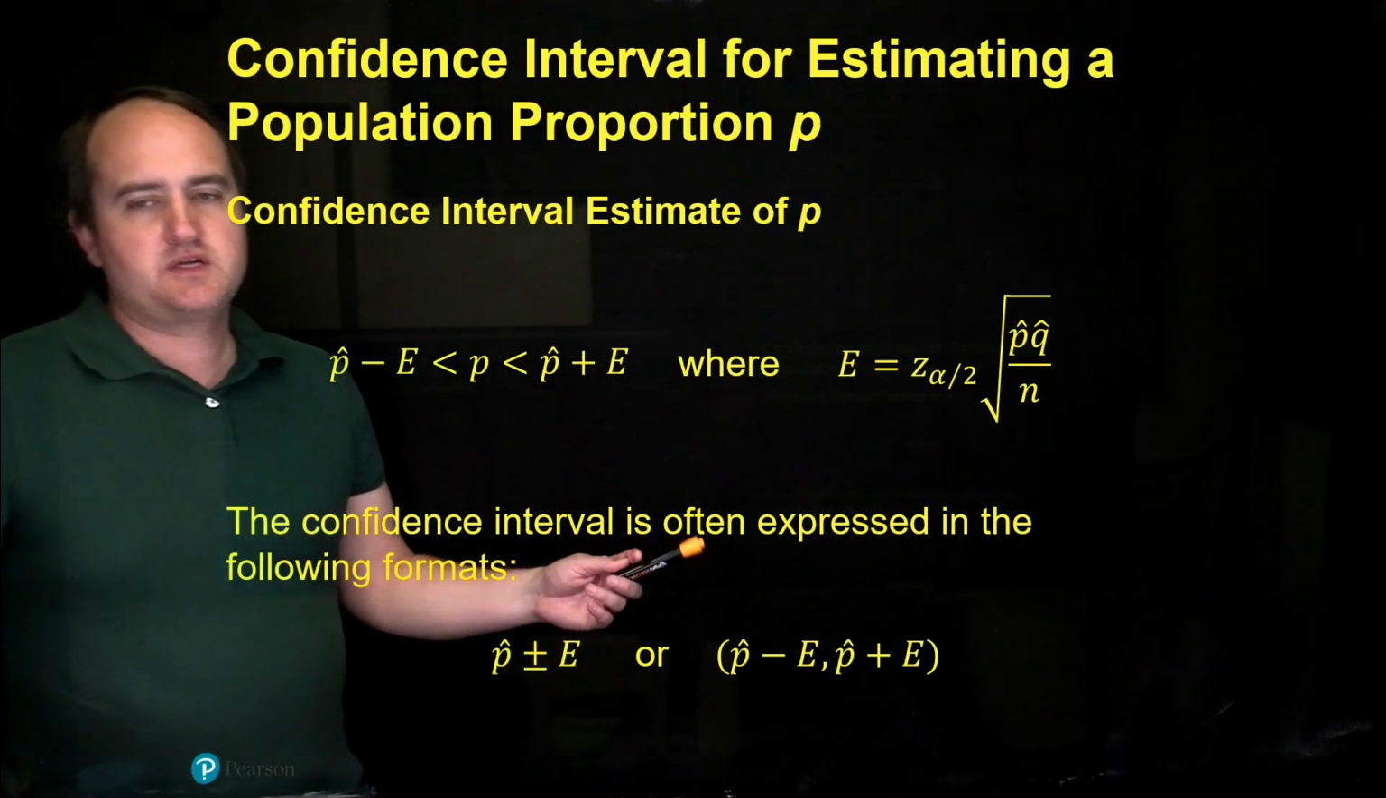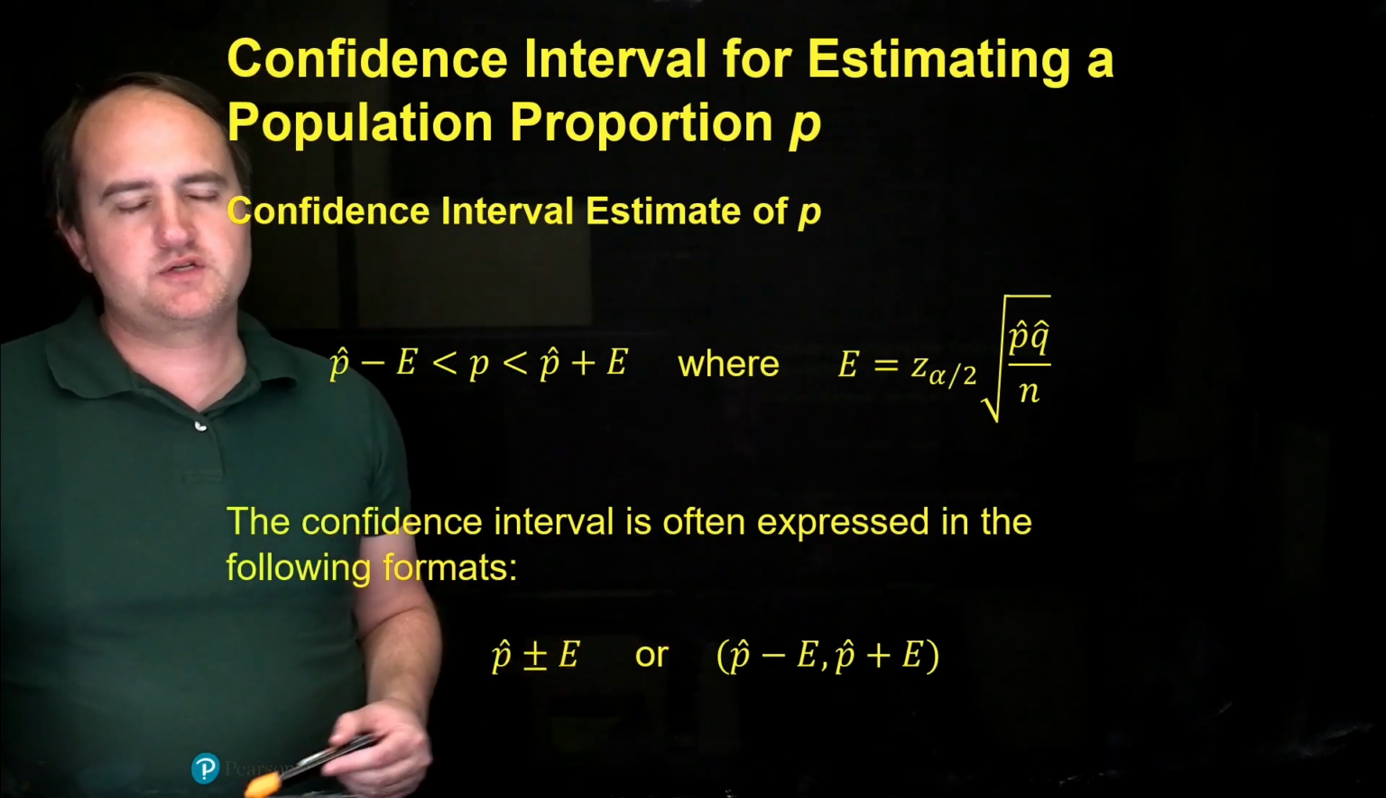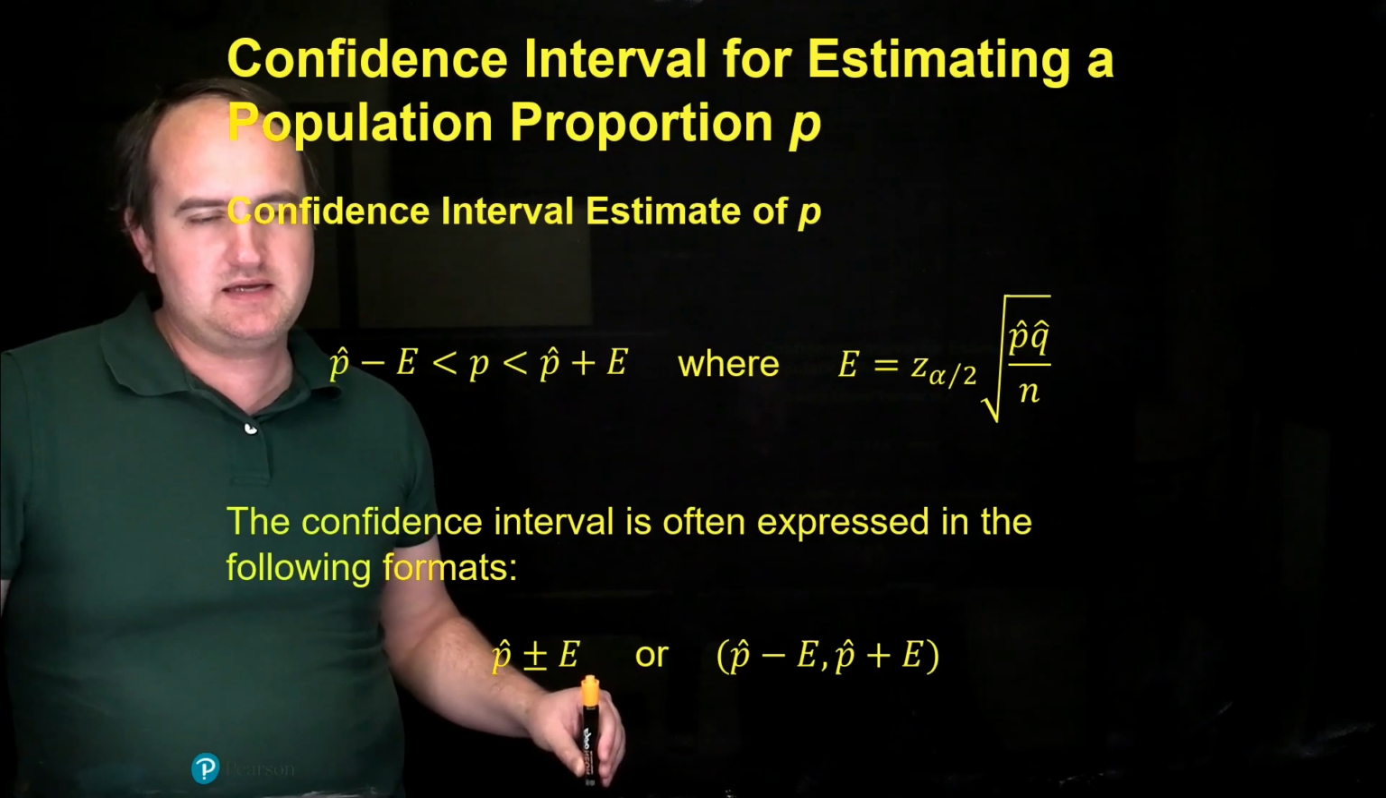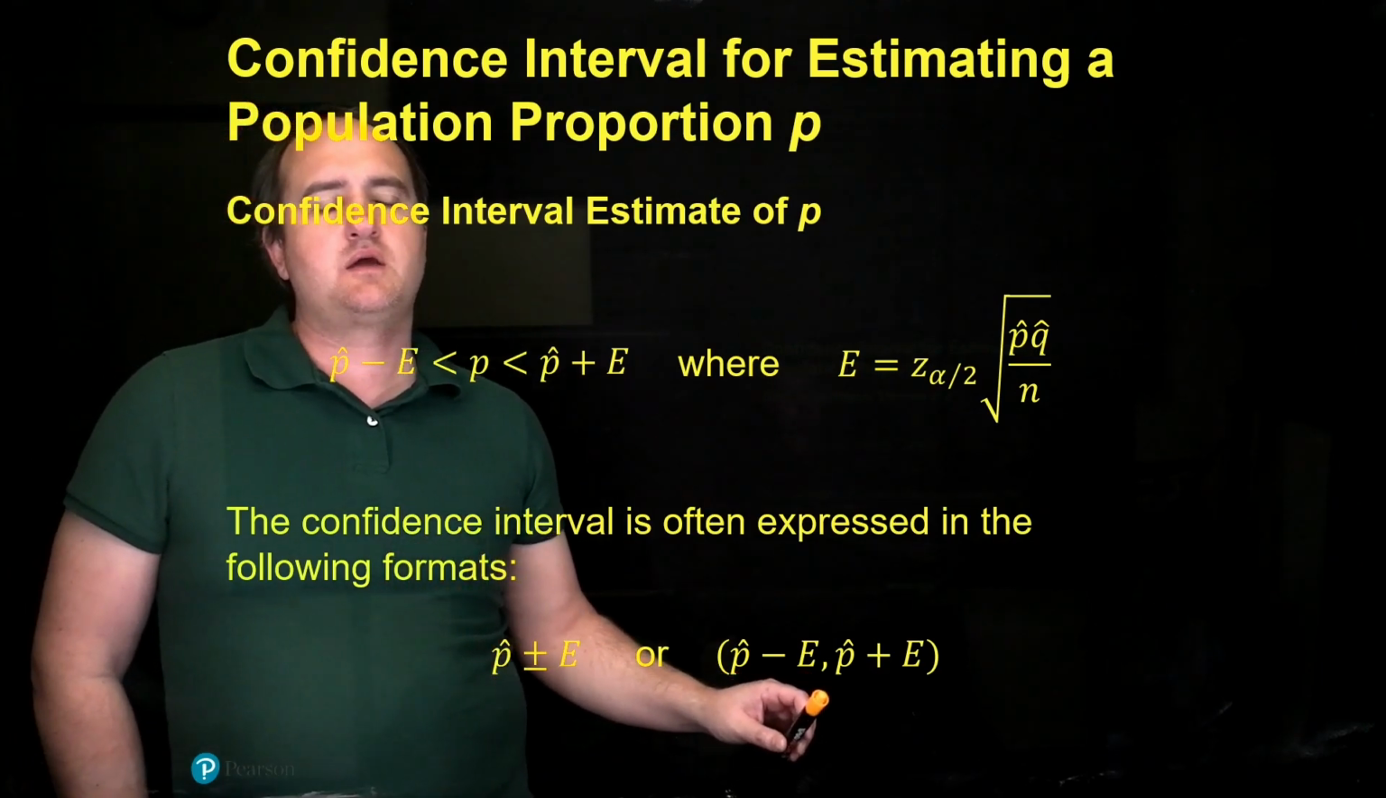And there are other ways you can express the confidence interval. You can express it as p hat plus minus E, or p hat minus E, comma, p hat plus E.